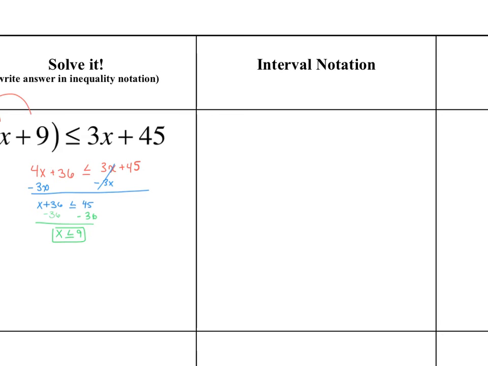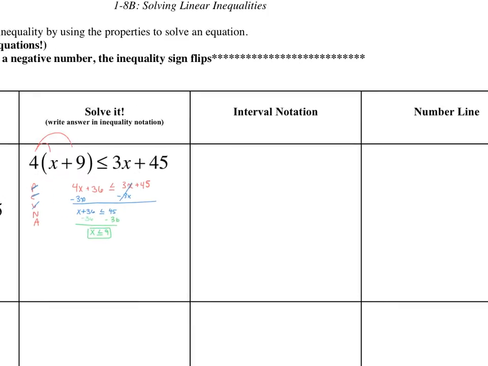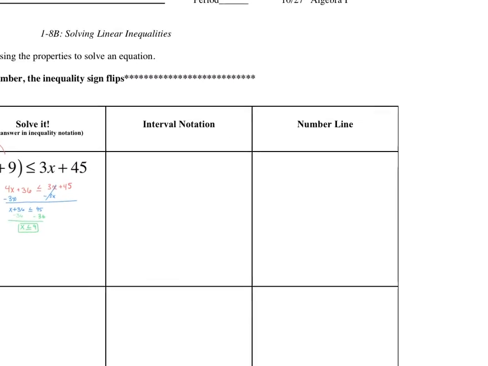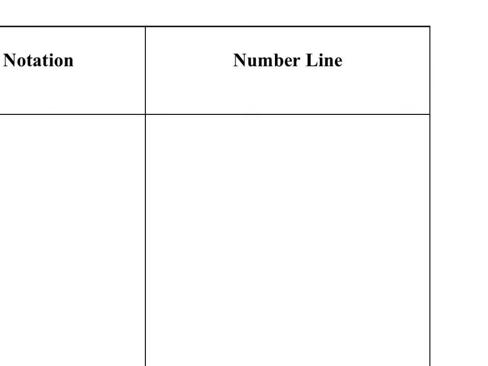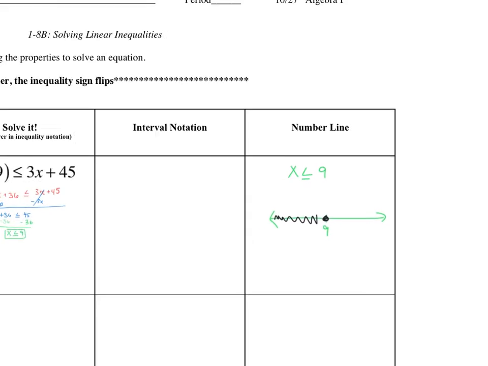In interval notation, I'm going to skip that for now and go to my number line. When I say x is less than or equal to 9, if I were to graph that on a number line, I'd put my 9 smack dab in the middle. I would do a closed circle because it's less than or equal to. My arrow is going to the left, so I shade to the left, just like this. And that's your final answer.